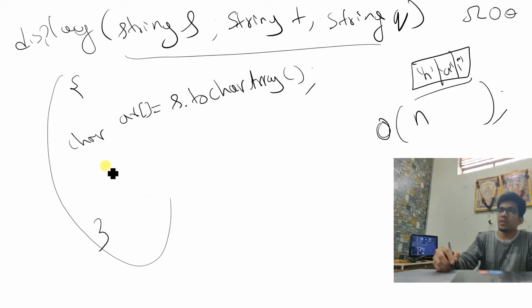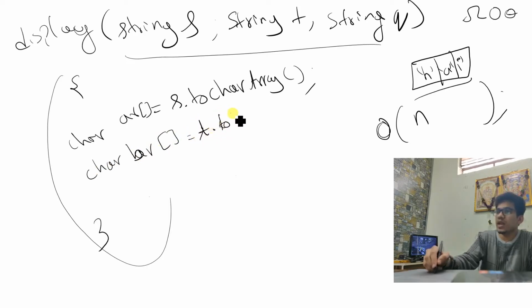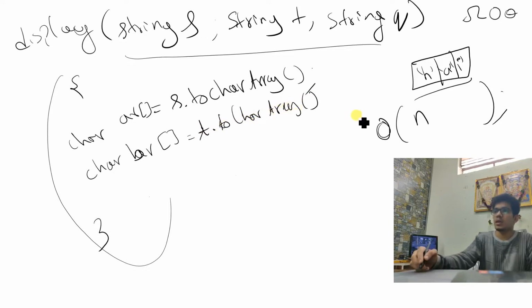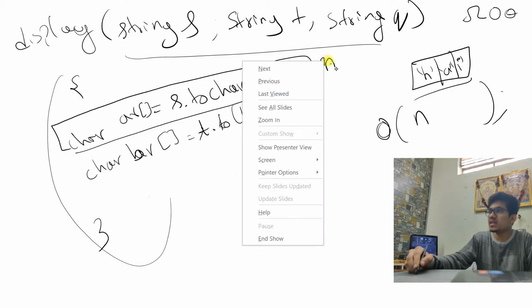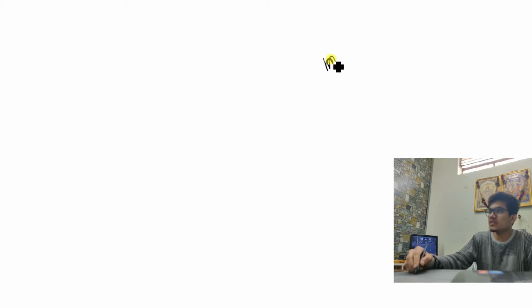Let me create one more array, char BR, and here I will write T dot toCharArray. So how much memory will this line take? The first line will take s dot length, or let's say n amount of memory. This line will take n amount of memory as well.